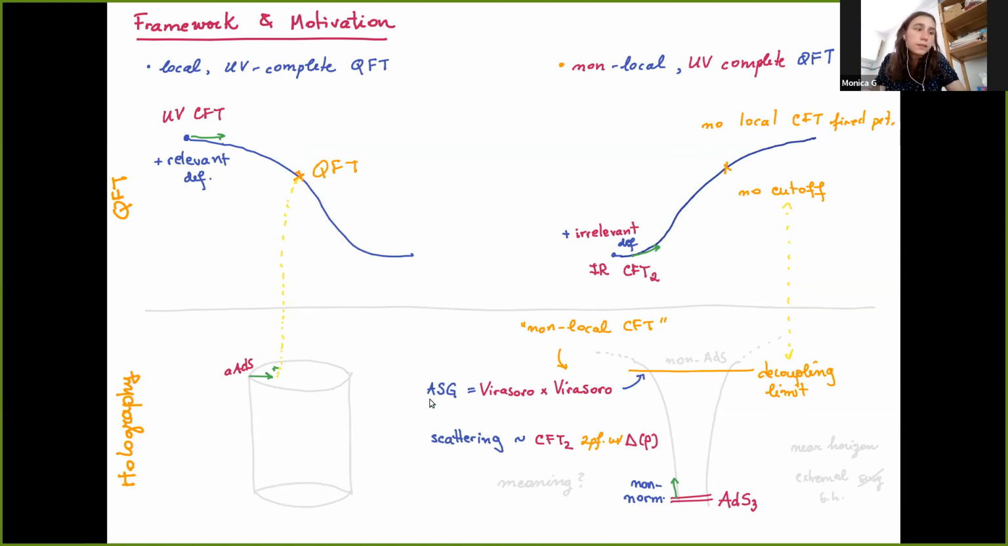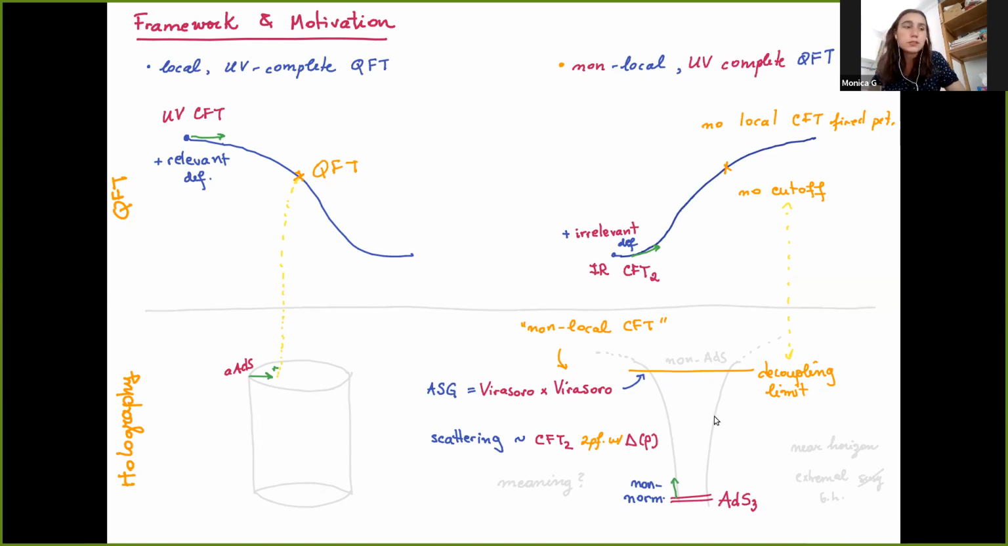And curiously enough, the asymptotic symmetry group analysis gives two copies of the Virasoro algebra. This is very surprising because I just told you that the theory over here is a non-local theory. So what does it mean that a non-local theory has two copies of the Virasoro algebra? Moreover, if you study scattering of these backgrounds, in momentum space you get something that looks very much like a two-dimensional CFT two-point function, but where the dimensions of the corresponding operators, instead of being constants, are some specific functions of the momentum.